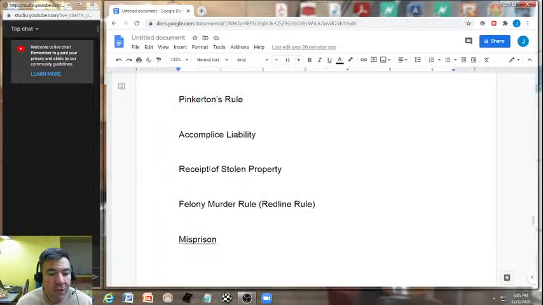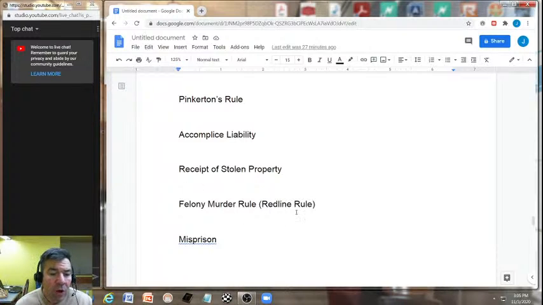Okay. Receipt of stolen property, like above, we said that it was receiving property with the knowledge that said property is in fact stolen. Felony murder rule is a foreseeable homicide that occurs during the commission of an independent, inherently dangerous felony. Again, felony murder rule is a foreseeable homicide that occurs during the commission of an independent and inherently dangerous felony.